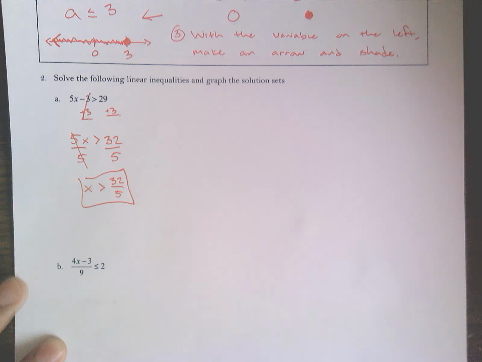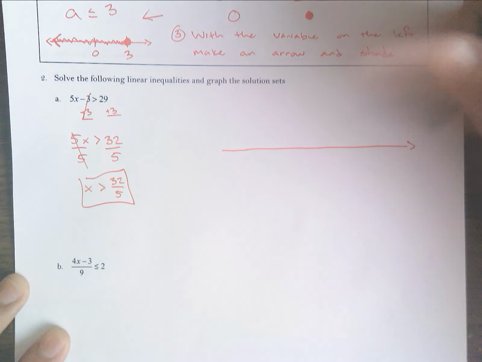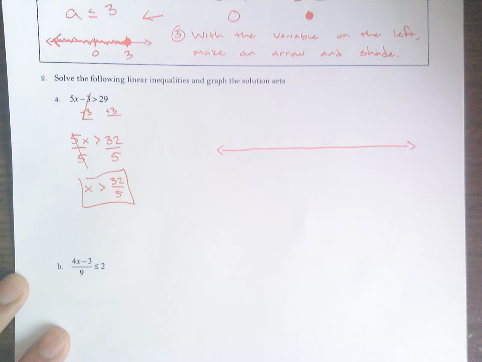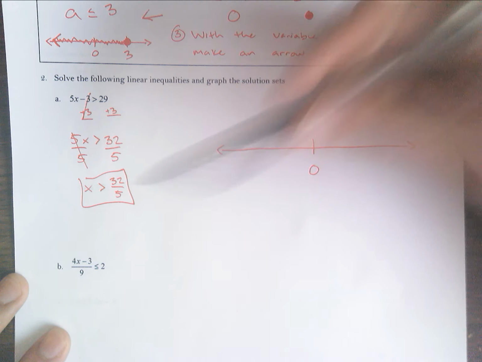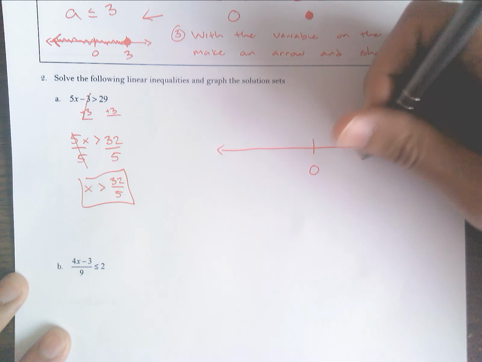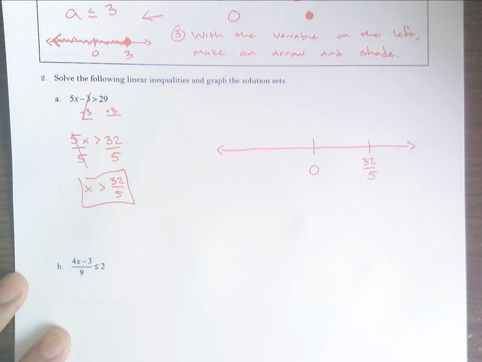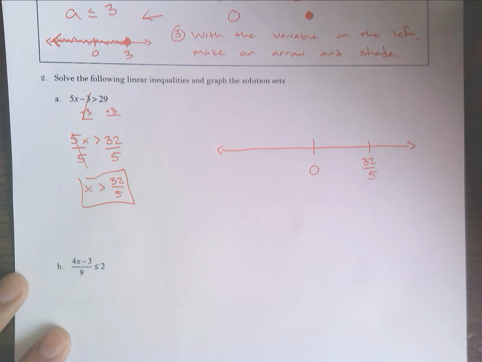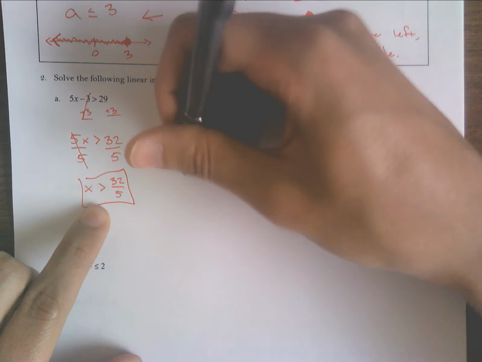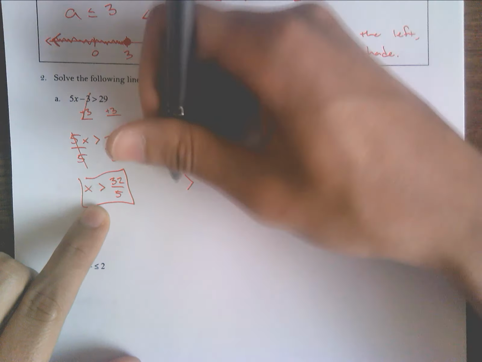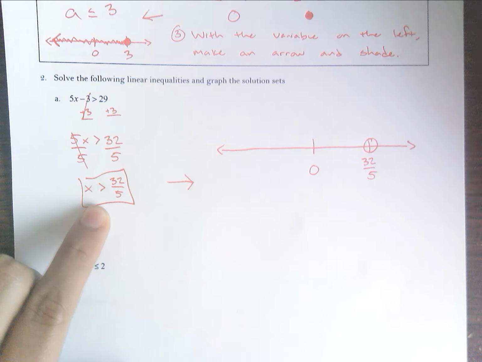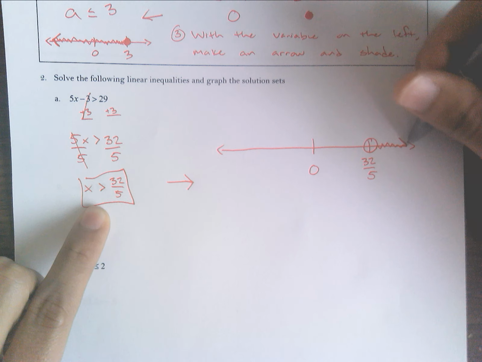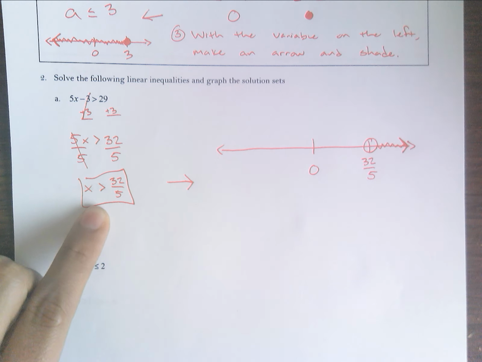In order to graph this, let's draw our number line. 0 goes in the middle. And then is 32/5 positive or negative? It's positive, so it goes on the right-hand side, 32/5. It's not equal to, so this is an open circle. And then if we were to draw the arrow, so this is our greater than sign, the arrow tells us to shade to the right. So we're going to shade to the right, and we'll draw an arrowhead at the end there. And that's it.